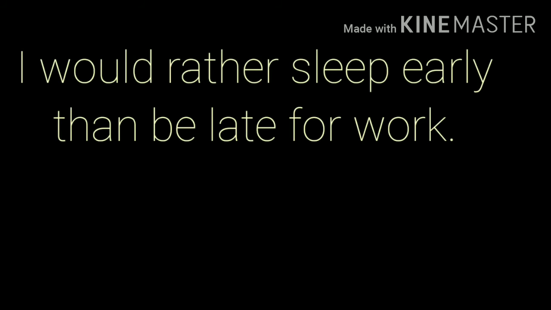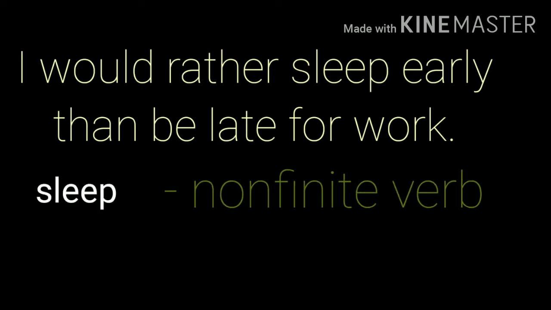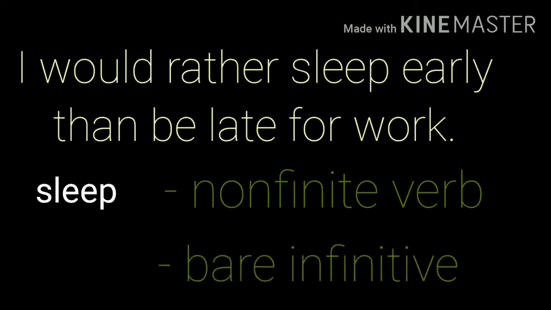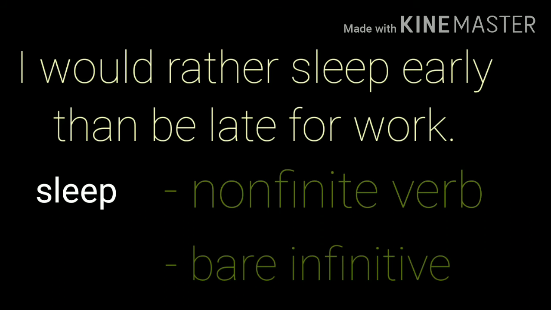Similarly, in this sentence, I would rather sleep early than be late for work. The verb sleep over here again does not tell us about the tense of the sentence nor anything about the subject. Therefore, it's an example of a non-finite verb and a bare infinitive, because the sentence should have been said, I would rather to sleep early than be late for work. We don't use the word to over there, although it functions the same way as infinitives do. Therefore, we call these kinds of infinitives bare infinitives because they don't use the word to before the verb.